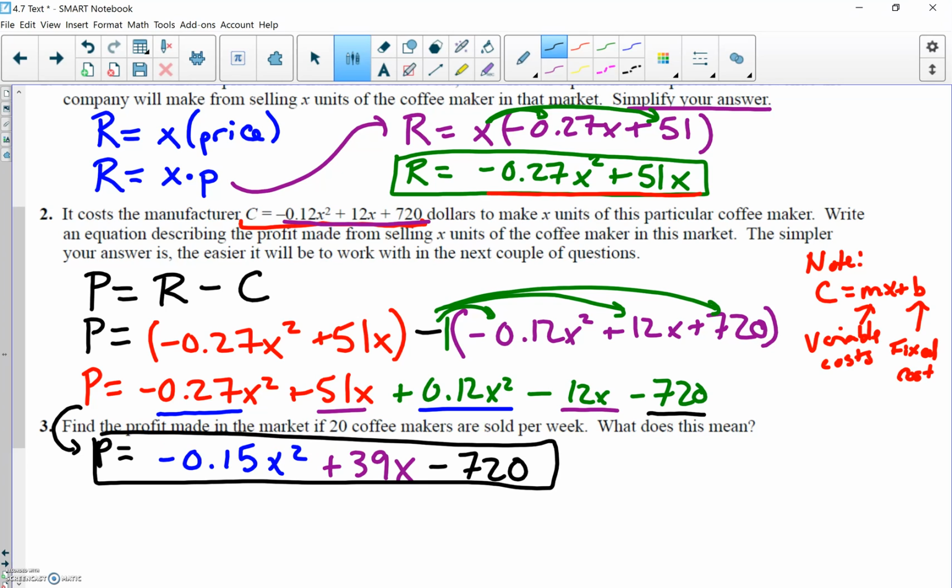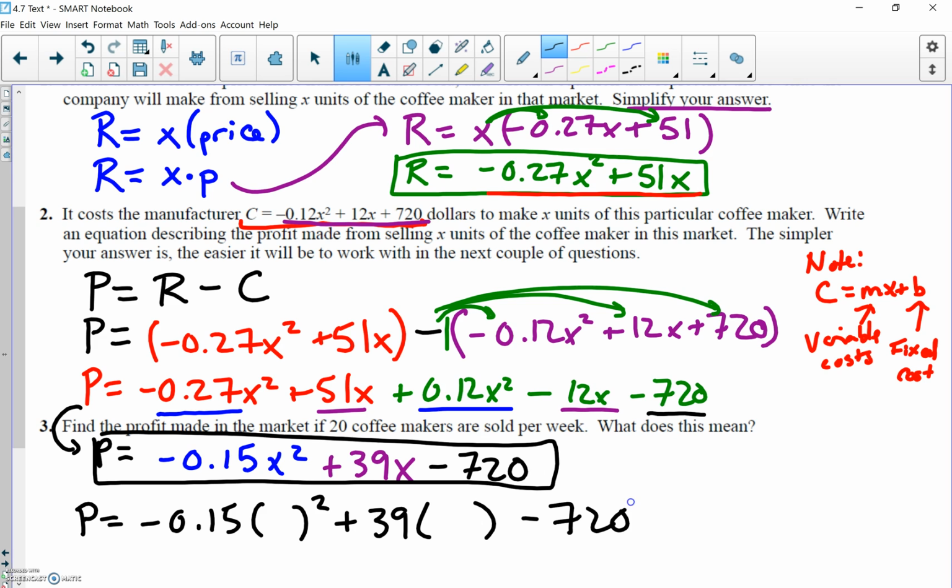And that's really useful because now if I want to plug in a certain number of coffee makers, like in problems 3 and 4, I can do that really easily. I just replace X with how many coffee makers I'm interested in. So for 3, we're looking at 20 coffee makers. So again, we're using that idea of substitution, that I can replace a variable with what it's supposed to be equivalent to. So in my wonderful profit equation, I'm going to replace X with 20.